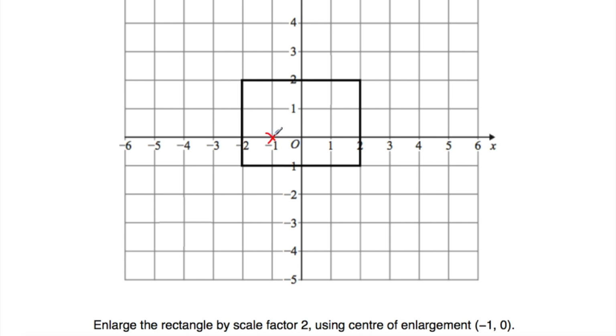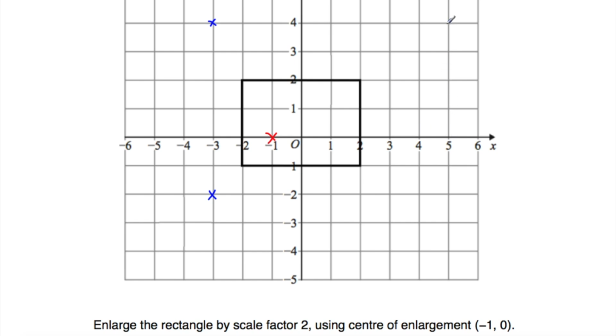So this point here is 1 to the left and 1 down. So now it's going to be 2 to the left and 2 down. So it's going to move to there. This point, instead of being 1 to the left and 2 up, is now going to be 2 to the left and 4 up. 1, 2, 3, 4. There. This point, instead of being 1, 2, 3 to the right and 2 up, is now going to be 6 to the right and 4 up. 1, 2, 3, 4, 5, 6 and 4 up.